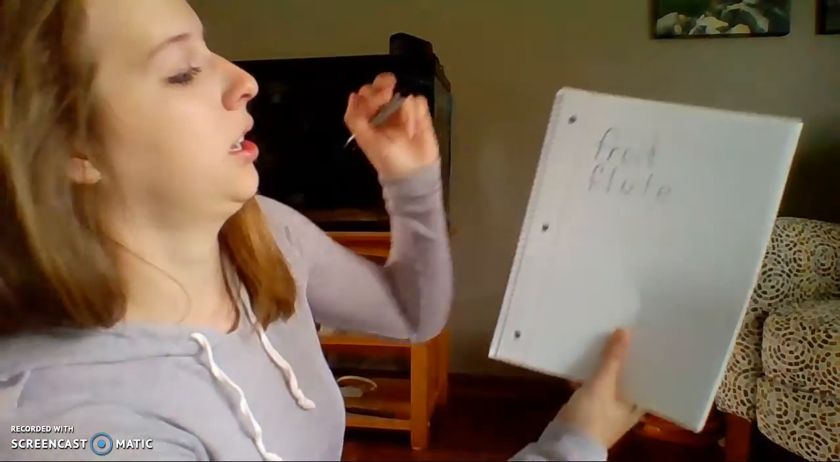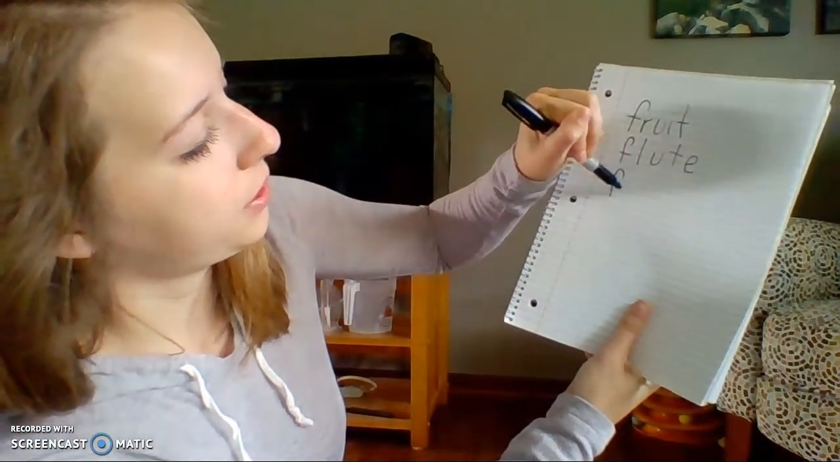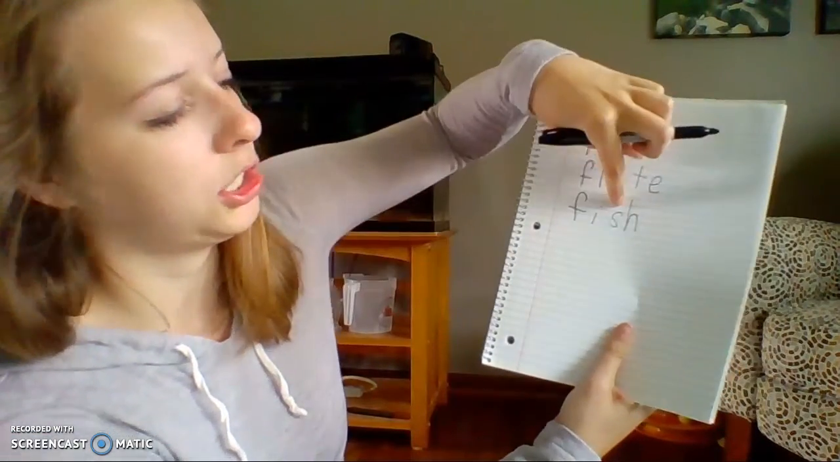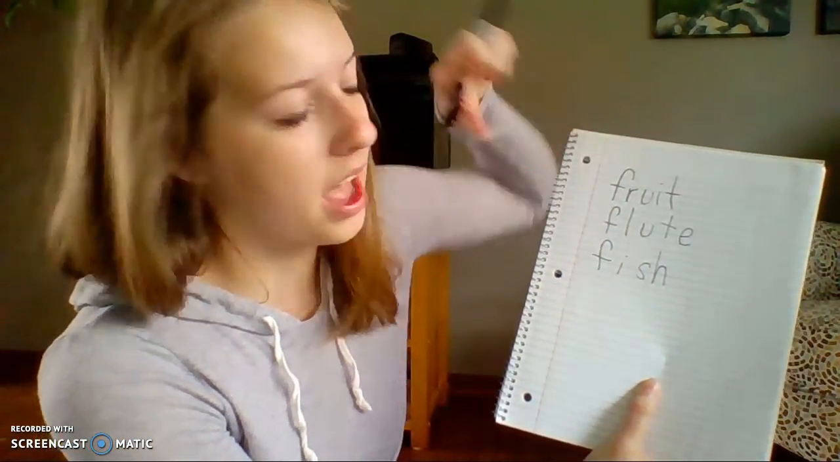Let's write the word fish. The sh sound is in the word fish. F, F, F. They all start with the letter F. The letter F represents the sound F.